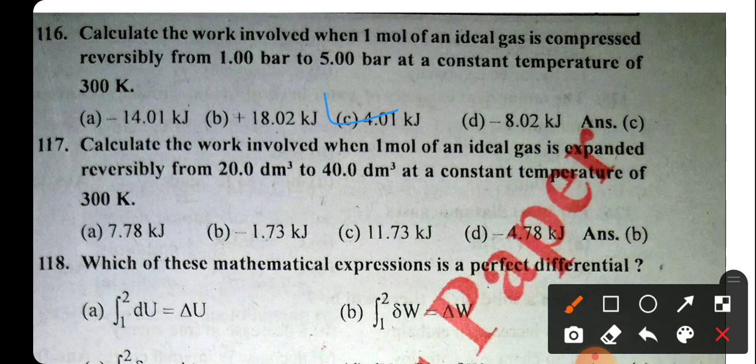Now the next question is, calculate the work involved when 1 mole of an ideal gas is expanded reversibly from 20.0 dm³ to 40.0 dm³ at a constant temperature of 300 Kelvin. The answer will be minus 1.73 kilojoule.